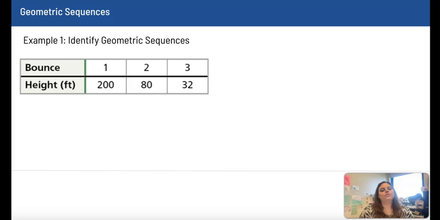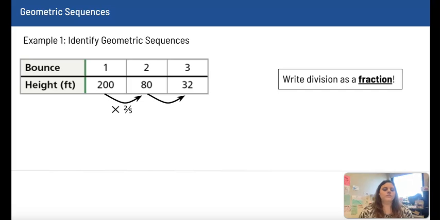What we want to do is look from one term to the next, and instead of asking how much is added or subtracted, like we did with arithmetic sequences, we want to look at how much is multiplied. So we see going from 200 to 80, we're going down, or a smaller number, which means we are multiplying by a fraction. And we want to figure out what is that fraction. In this case, that fraction from 200 to 80, or from 80 to 32, is going to be 2/5.